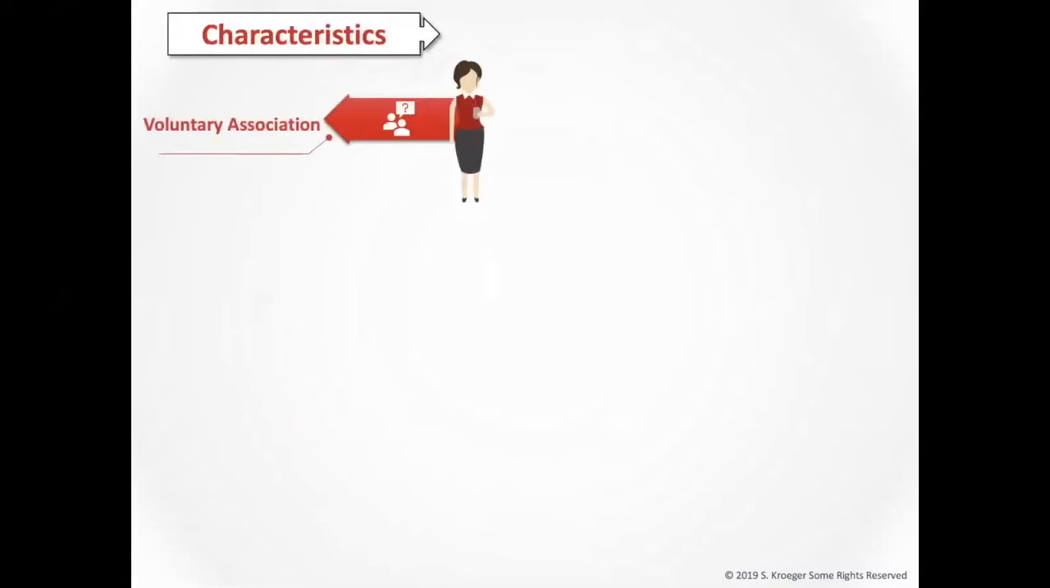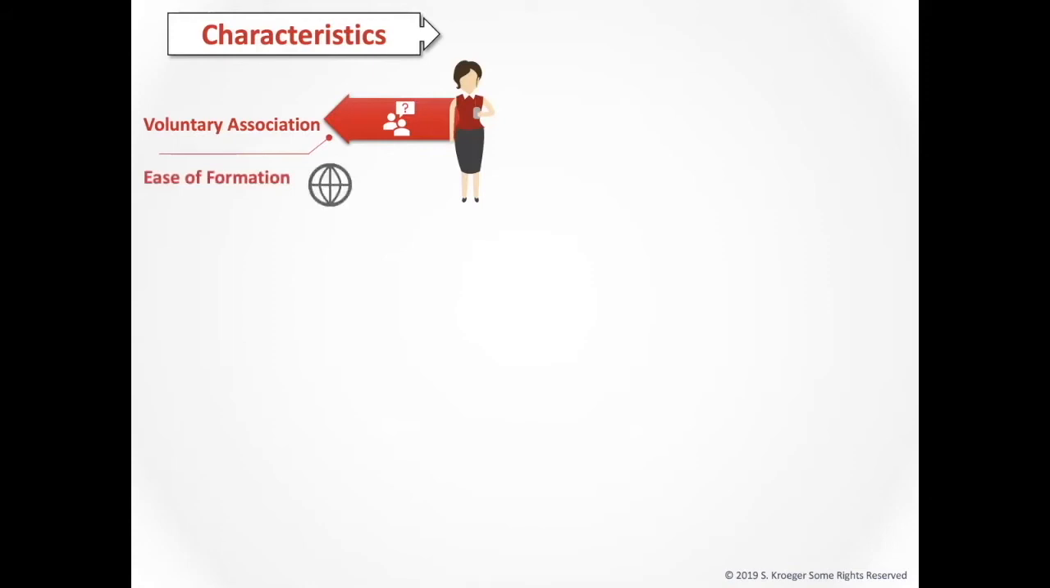A partnership is a voluntary association of two or more individuals who have a business for profit. A partnership does not need to be only two partners. There can be more than two, but a partnership cannot be one person.